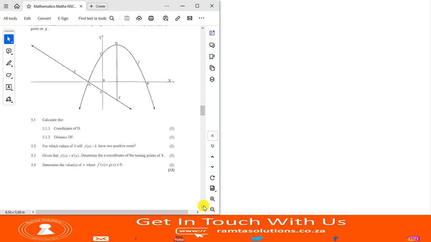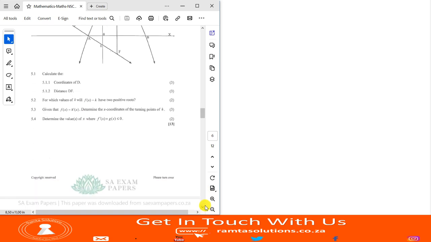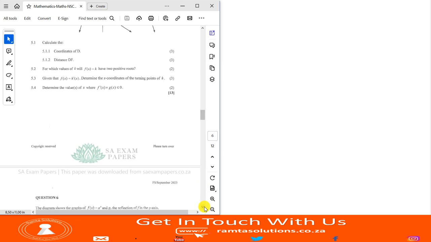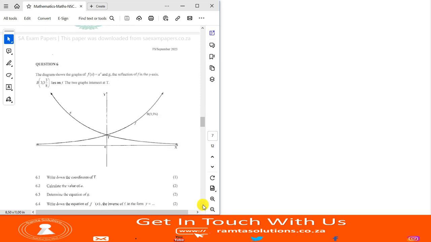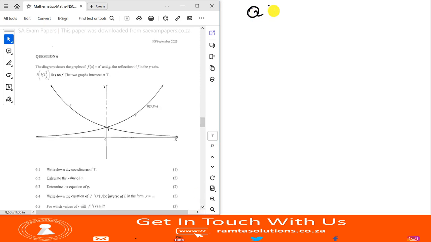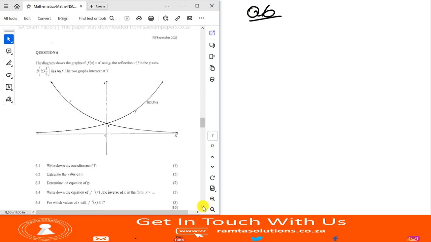Now, let's head to the next question, and by the way, let's thank SA Exam Papers for this paper. Question 6. We are given f of x equals a to the x, and g, which is the reflection of f in the y-axis. Did you hear that? G is the reflection of f in the y-axis. Cool. We'll talk about that later. Let me not dissect anything as yet.